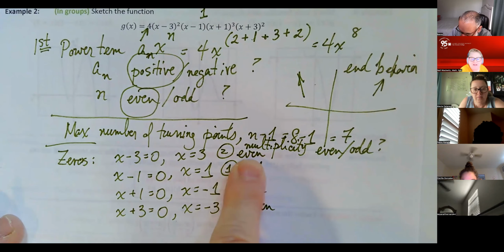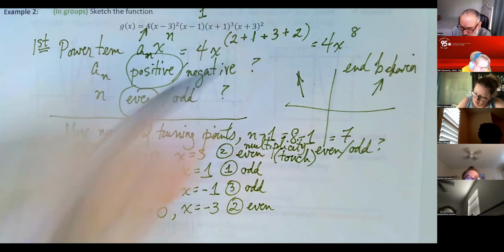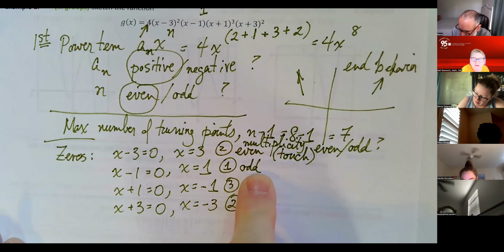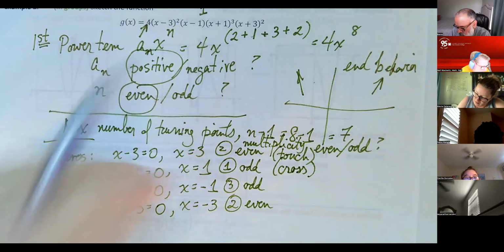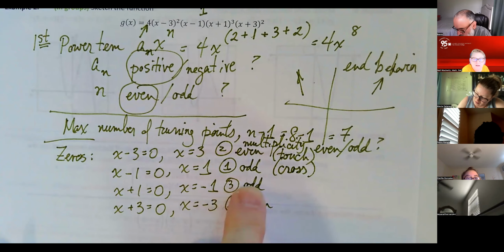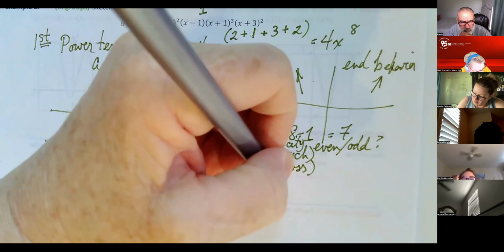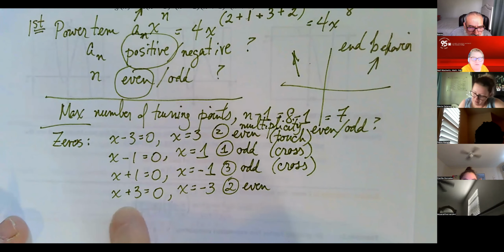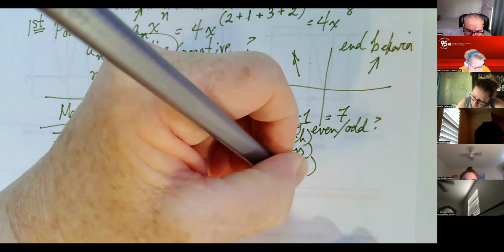When the exponent is even, the graph will touch. So at x equals 3, the graph will touch. When that exponent is odd, the graph will cross. So at x equals 1, the graph will cross. So again, for the zero at -1, it's odd, so the graph will cross. And at x plus 3 equals 0, we have 2. That means the graph will touch.